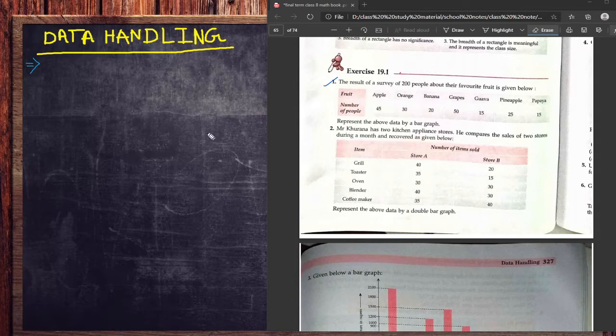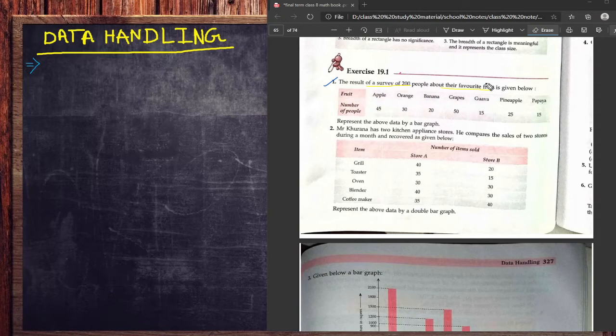Let me start with the first one. First of all, we have to understand the result of a survey of 200 people about their favorite fruits. You don't have to go for 200. Suppose you have 50 friends, and you ask each of them what their favorite fruit is, and one by one you collect all that data.